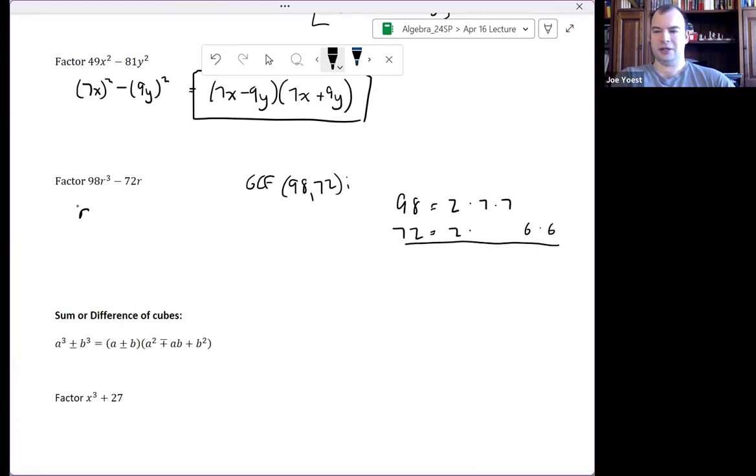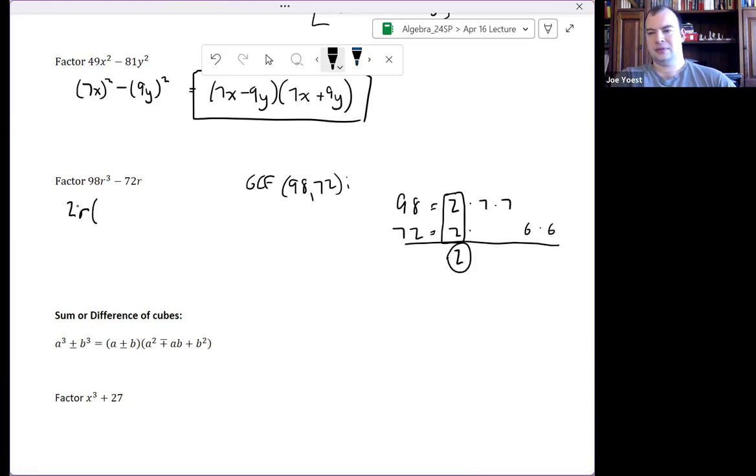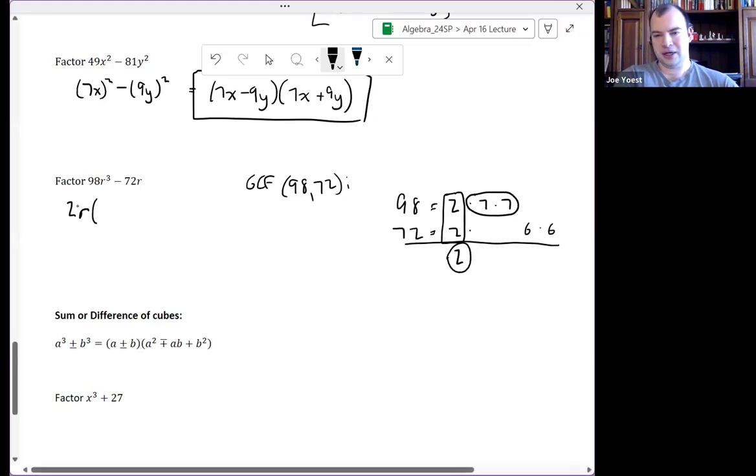And remember, to get my greatest common factor, I write down any number that exists in the whole column. So I see that both rows have a 2. The 72 is missing 7s, and the 98 is missing 6s, so I don't write anything else. There's a greatest common factor of 2 as well. 98 is 2 times 49, or 2 times 7 squared.